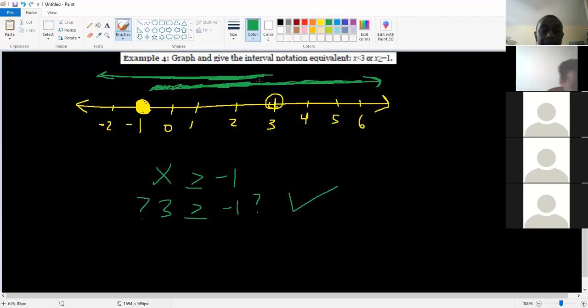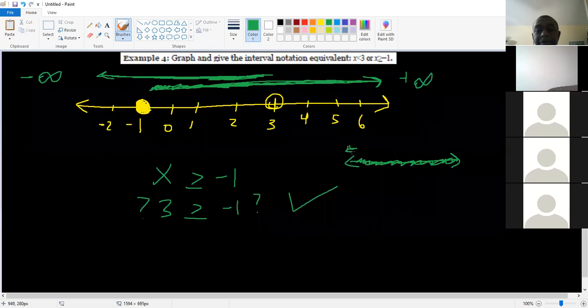And all these numbers that were shaded are going in either direction. They're going all the way to infinity. This goes to negative infinity, and this goes to positive infinity. So the number line will look something like this. It's all shaded, going both to the left and to the right continuously. And the interval notation will look like this.